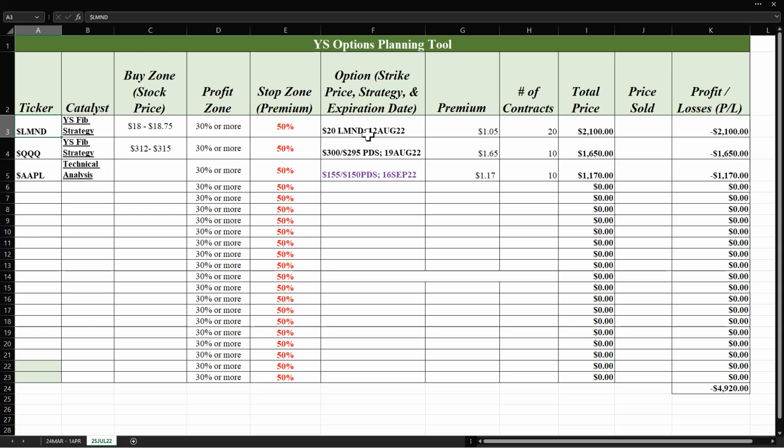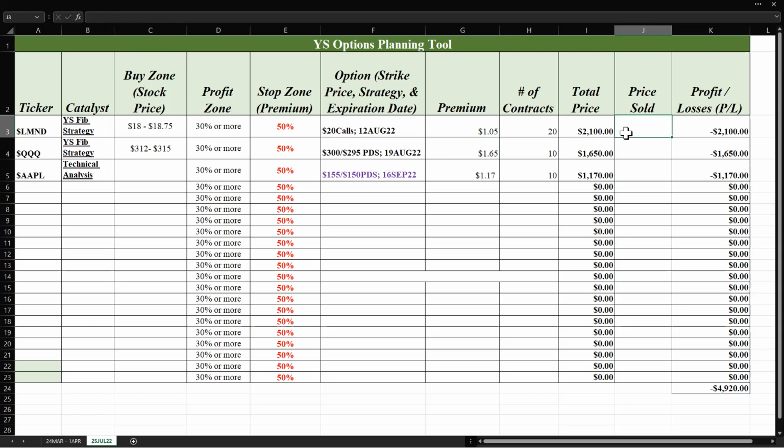For the option strategy for Lemonade in particular, I bought this one on Friday, and I bought the $20 calls. Not sure why that's not there. And yeah, 20 calls. I don't know why I put Lemonade. So yeah, bought the 20 calls expiring on the 12th of August, 2022. All right. Cost me $1.05 for each one of the contracts. I bought 20 of them. I bought 50 originally, but I sold 30 because I did fairly well on it. I day traded it. But I have 20 left and it cost me $2,100.